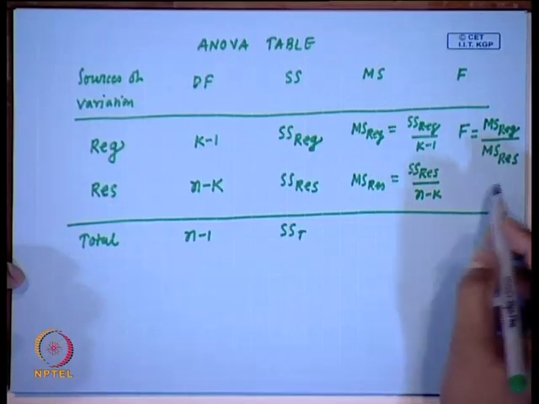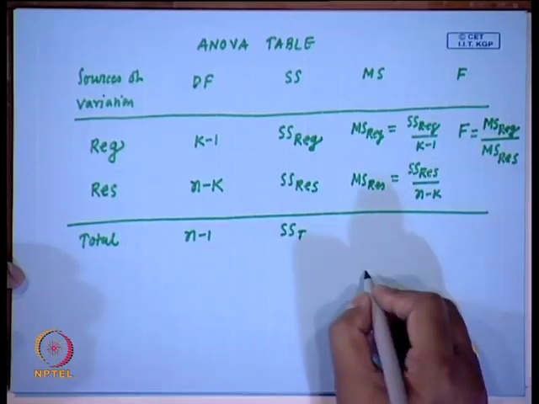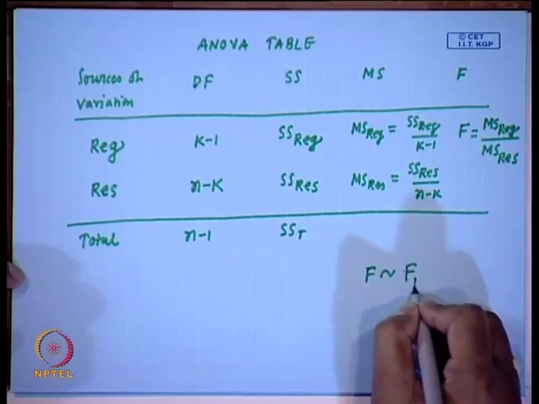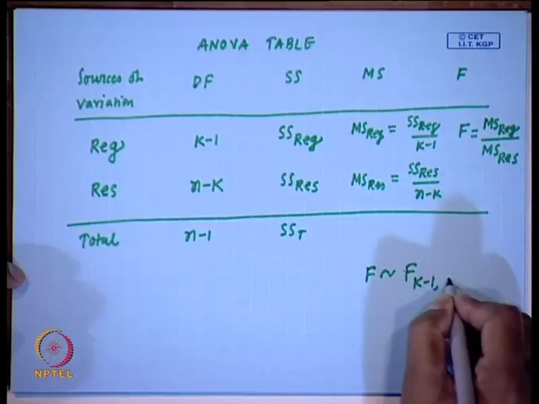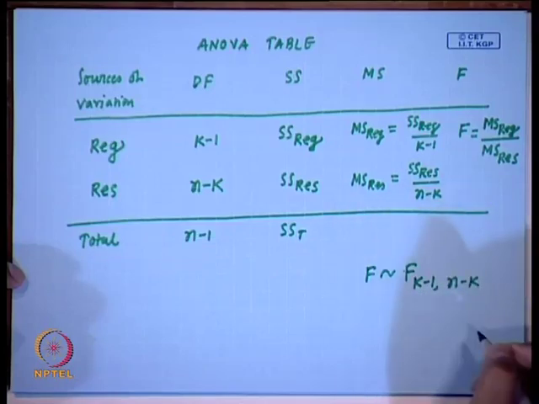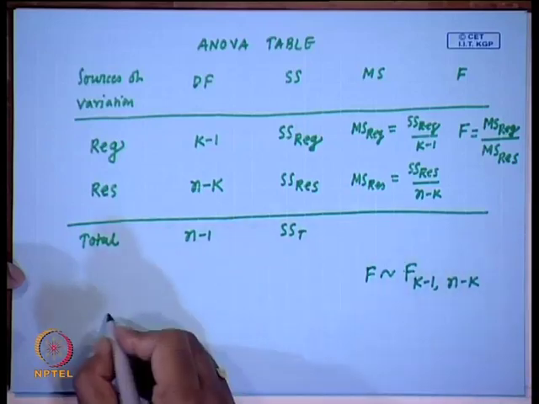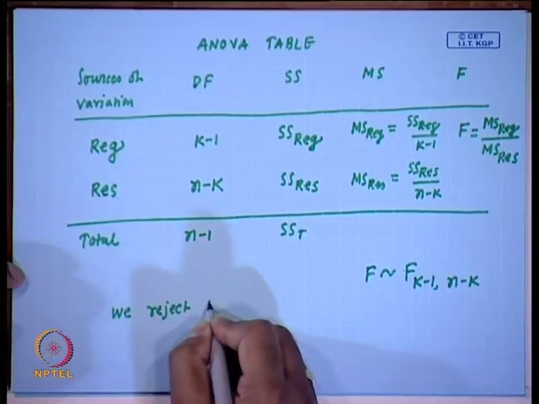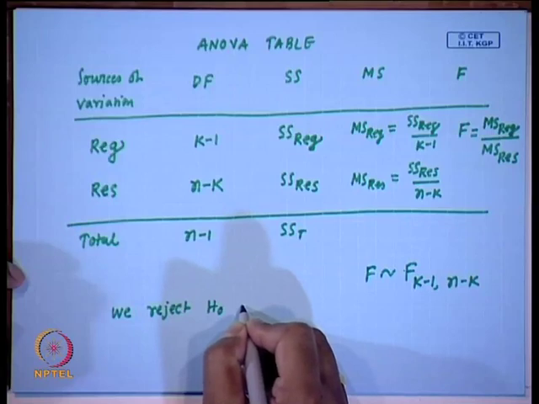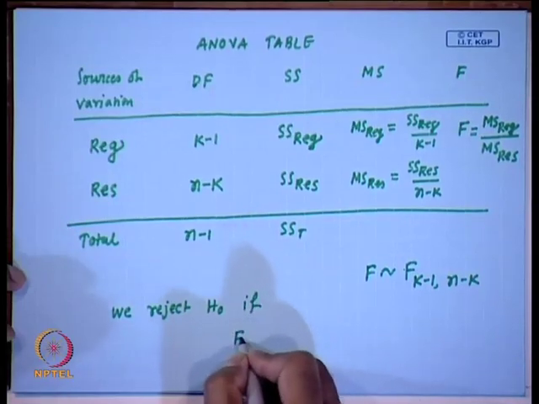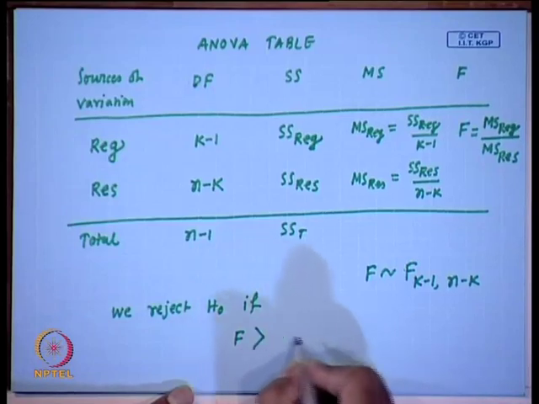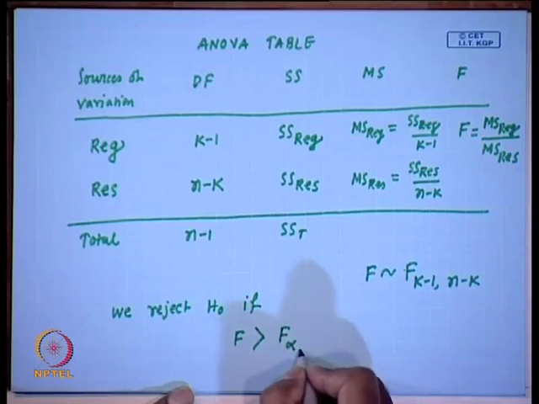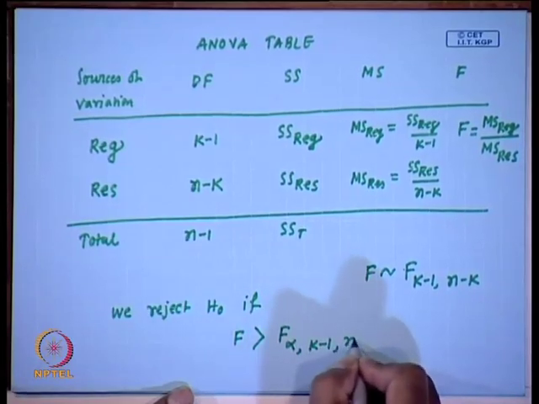Okay. And we know that this f follows f distribution with degrees of freedom k minus 1, n minus k, and we reject H naught if the observed f is greater than f tabulated, f alpha, k minus 1, n minus k.